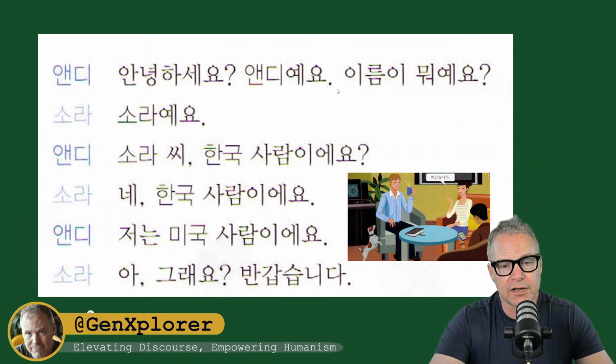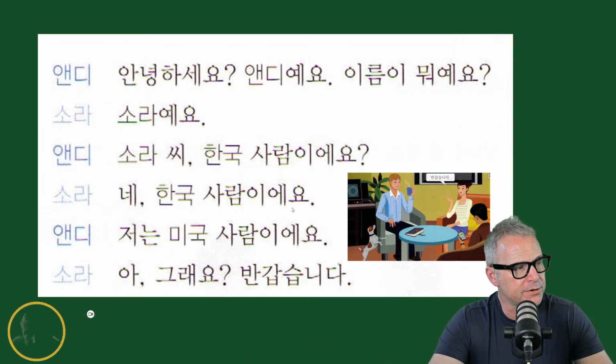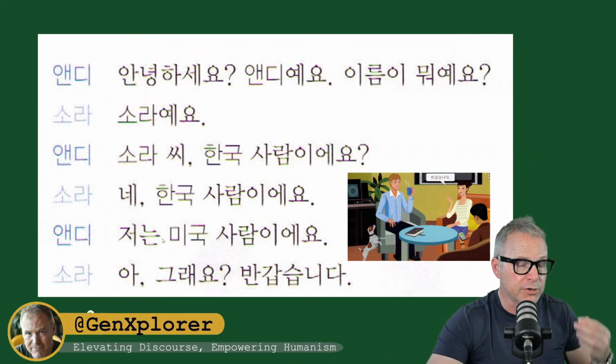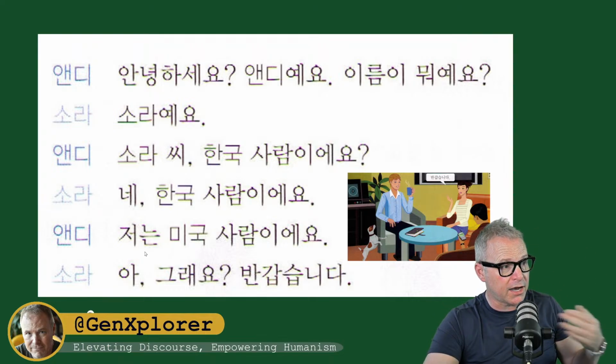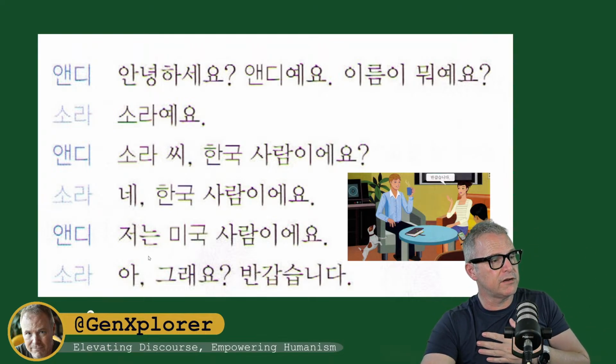Andy예요. I'm Andy. 이름이 뭐예요? What is your name? Sora replies, 소라예요. Andy says, Sora 씨, 한국 사람이에요? Sora, are you Korean? Sora says, 네, 한국 사람이에요. Yes, I'm Korean. Andy says, 저는 미국 사람이에요. I am, as for me, I'm American. Sora replies, 아, 그래요? 반갑습니다.